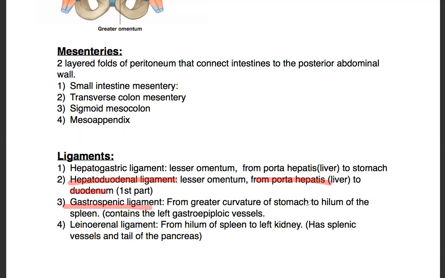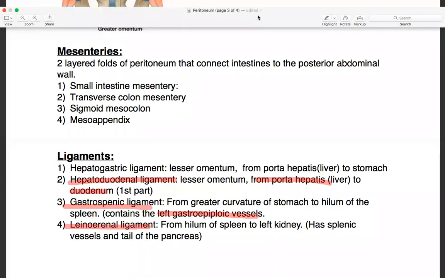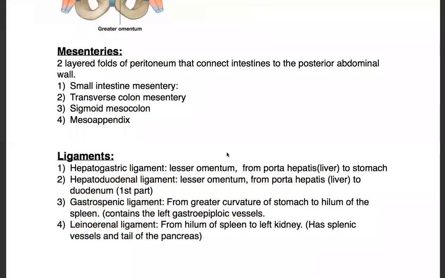Gastrosplenic ligament from the greater curvature of the stomach to the hilum of the spleen. It contains the left gastroepiploic vessels. Then the splenorenal ligament from the hilum of the spleen to the left kidney. These are not that important. They're basically thickenings of the omentum that connect two organs together.